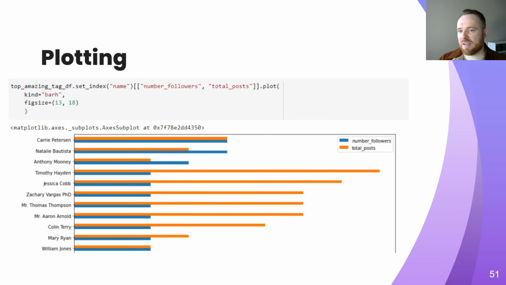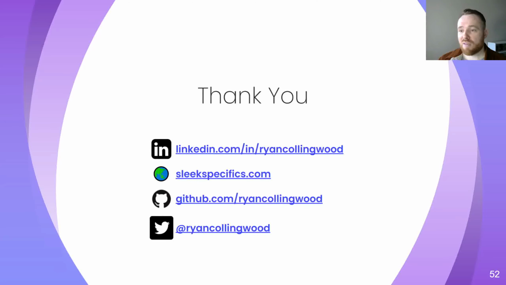So we can now see that, for instance, Carrie Peterson has as many followers as they have total number of posts. Whereas if we go a bit further down, we'll see that Timothy Hayden posts a lot about the amazing tag, but has fewer followers. So perhaps our hypothesis here is that there are some people who, for very little effort, are able to attract a lot more followers, versus other people who put in a lot more effort and are not able to attract as many followers.